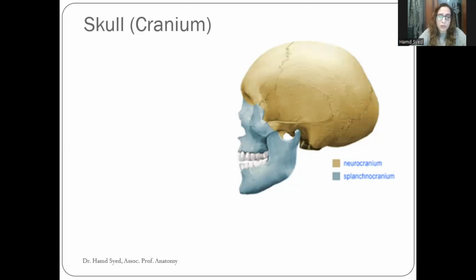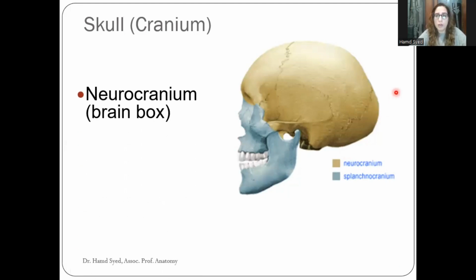As you can see in this diagram in front of you, there are two main parts of our cranium. The first part is the neurocranium. This here is the neurocranium, the part which is covering the brain from all the sides, on the top as well as below and sideways. This part of the cranium is known as neurocranium because it is encasing the brain, and it is like a box which is surrounding the brain, so it can be called a brain box.